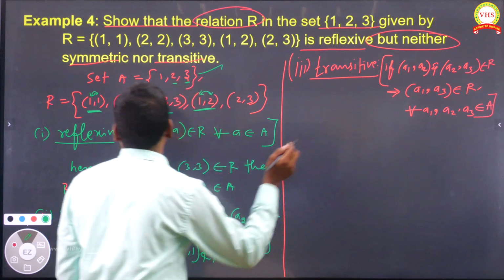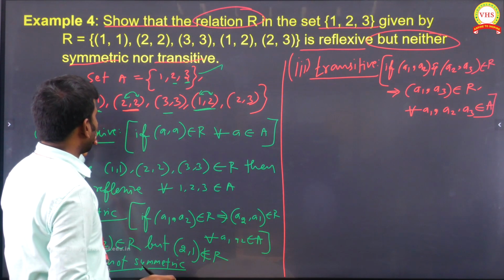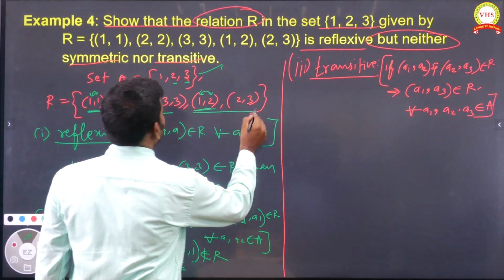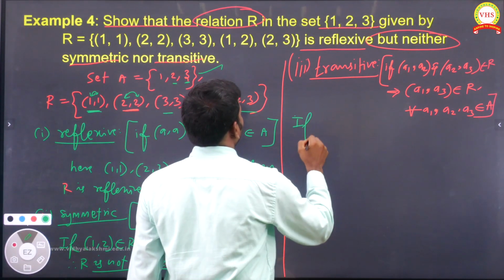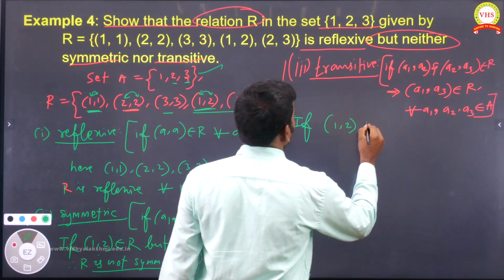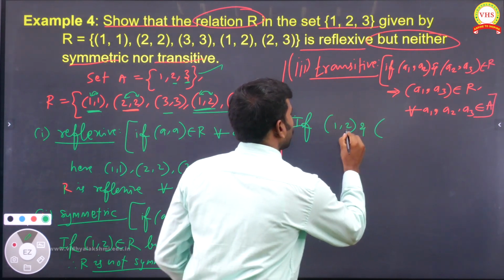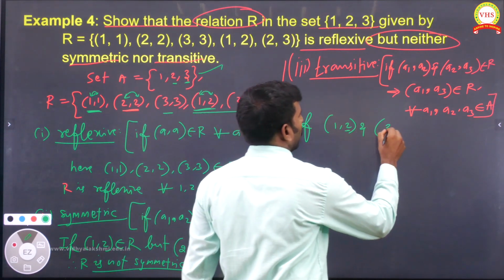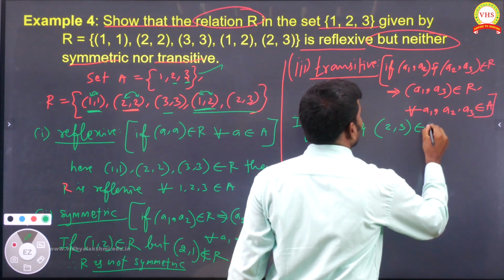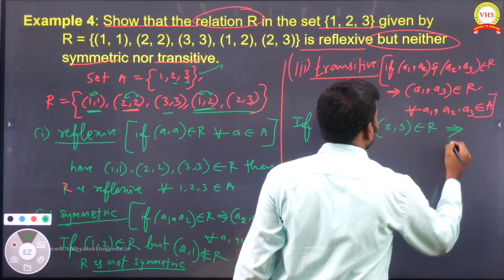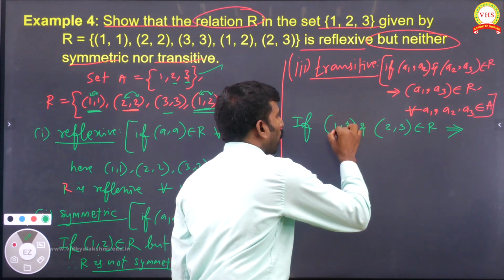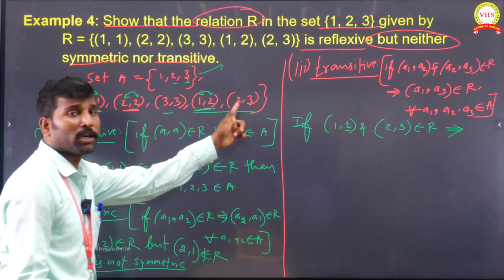First you take anything. If you take (1, 1), starting with 1 it is there, so that you check. Suppose 1, this itself we will take. Okay, (1, 2), and see, the ending number is 2, so the starting should be 2. So (2, 3) you can take, not an issue. (2, 3) belongs to R. This implies, the common number you should leave. If you leave 2, (1, 3) should lie in R. Is it there here? (1, 3).